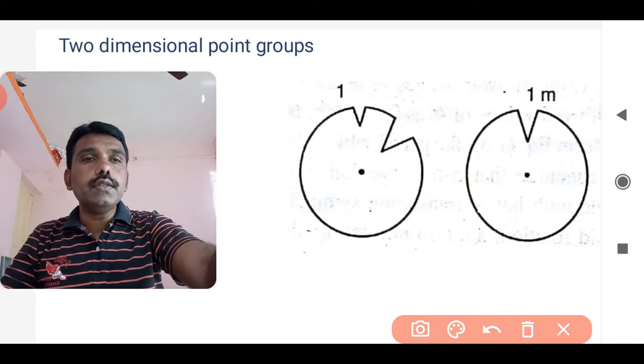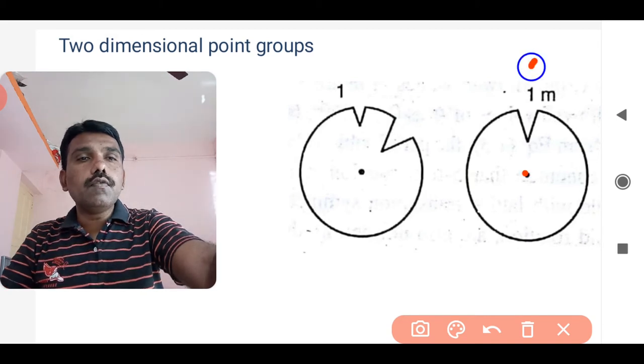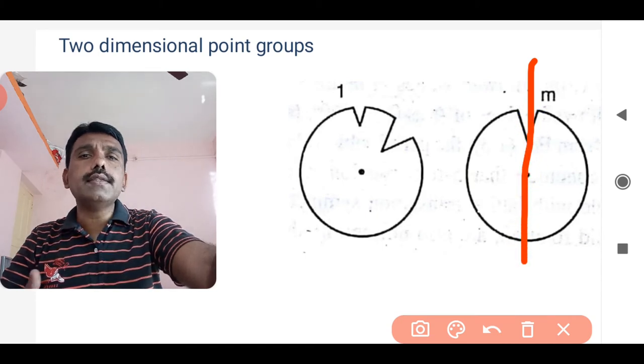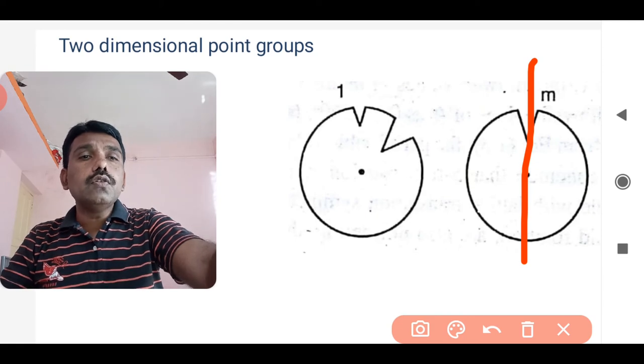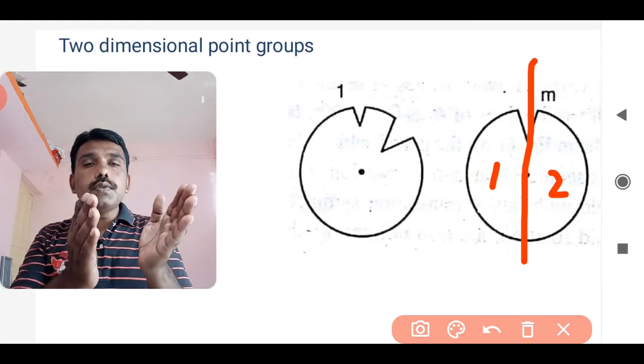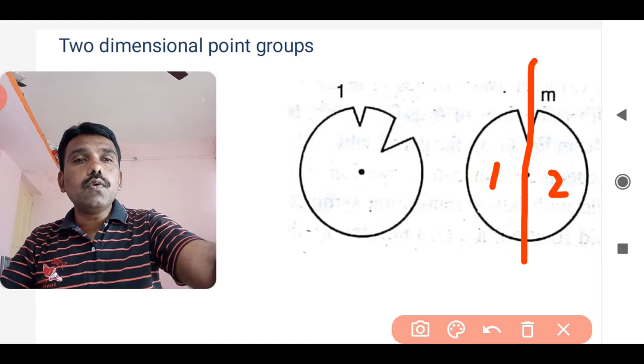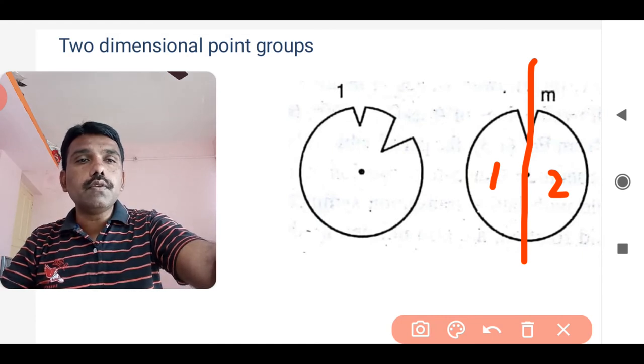But if you look at this 1m, and this is the center point here, and if I draw one line which is passing through this center, that gives me exactly a line, or we can say a plane, passing through that. Now this will give me two equal halves, this one and this one, and these two equal halves are nothing but mirror images of each other. One will be a mirror for the other, and the other will look like a mirror for the first one.